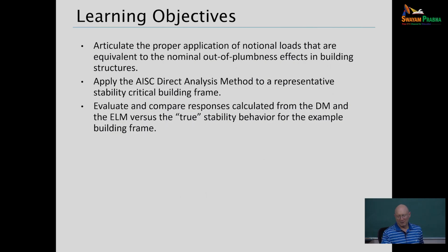All right, so learning objectives here. Okay, let's make sure everybody's in a good place with how we can apply notional lateral loads that are equivalent to certain nominal out-of-plumbness effects in building structures. We'll look at applying the direct analysis method to a representative, I'll call it a stability critical building frame. And then we'll wrap up with evaluating and comparing responses from the direct analysis method, the effective length method, versus what we would get from test simulation.